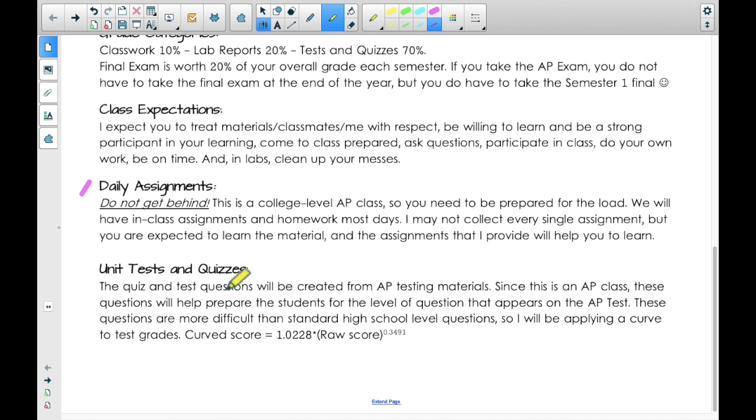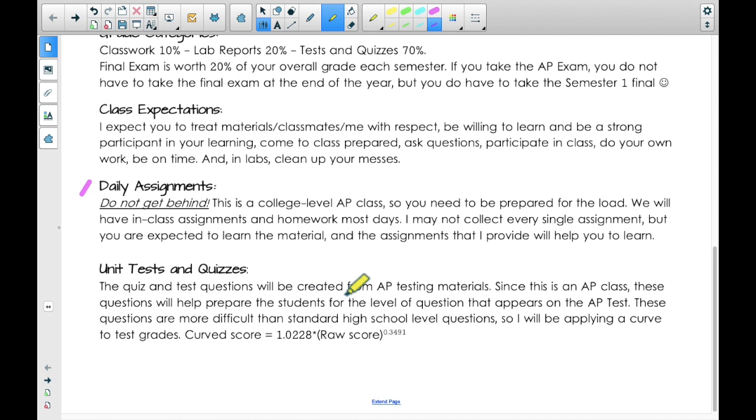Tests and quizzes. Okay, another change is that before the pandemic, I used to just give one unit test, and that was it. Last year, I started giving a lot more quizzes, so we would have 2 or 3 quizzes in each unit, and I'm probably going to do a mixture of that this year. We will have some quizzes, and we will have some tests.